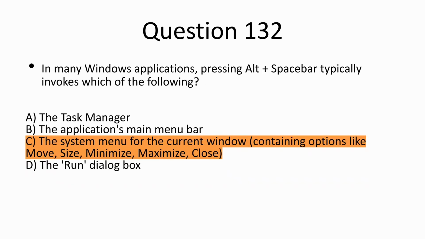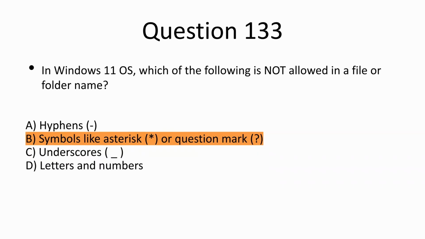Question 132. In many Windows applications, pressing Alt plus spacebar typically invokes which of the following? It invokes C, the system menu for the current window. Question 133. In Windows 11 OS, which of the following is not allowed in a file or folder name? The disallowed characters are B, symbols like asterisk or question mark.